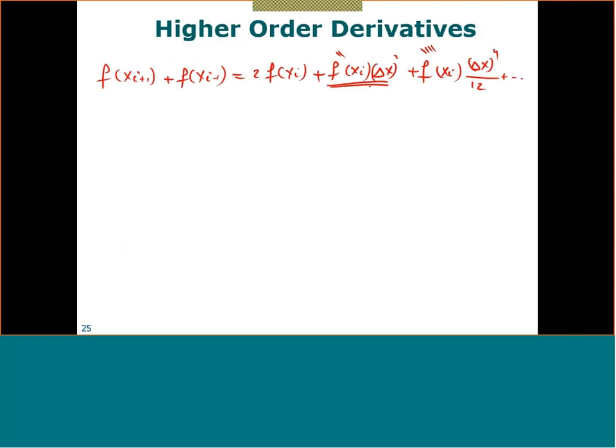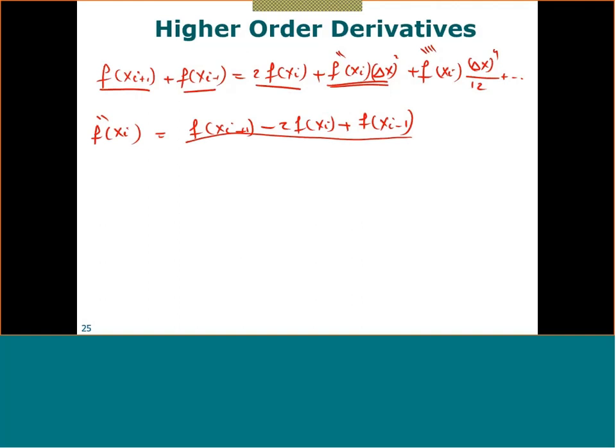Now I have here what I want on one side, so I will move everything else to the other side, and I will divide by delta x squared. So we have here f double prime of x_i, which is what I'm looking for, is equal to f of x_{i+1} minus 2 f of x_i plus f of x_{i-1}, all of this divided by delta x squared. So this is the formula.